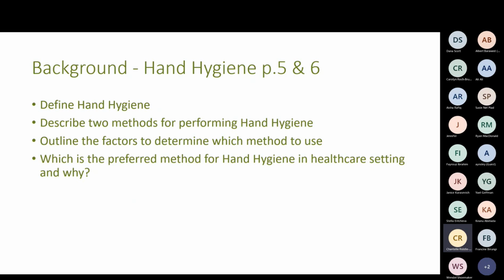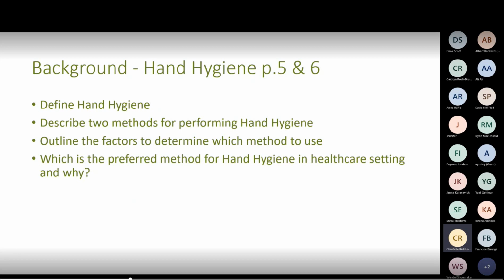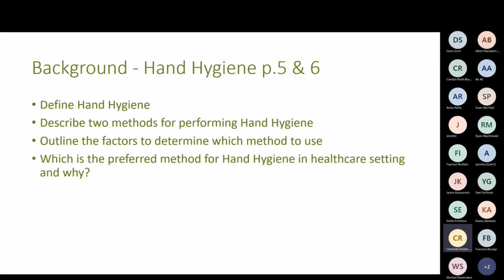ABHR is sort of a shortening of alcohol-based hand rub. Between 60 and 90% is our preferred method because it's cheap. It's easy to install where you don't have a sink, even in areas where you do have a sink, at the bedside. It's easy to use. It's quick and it's easy on the skin.